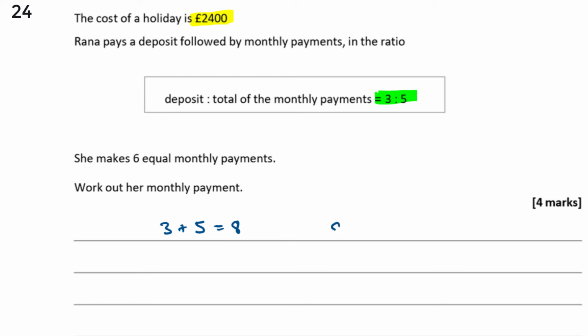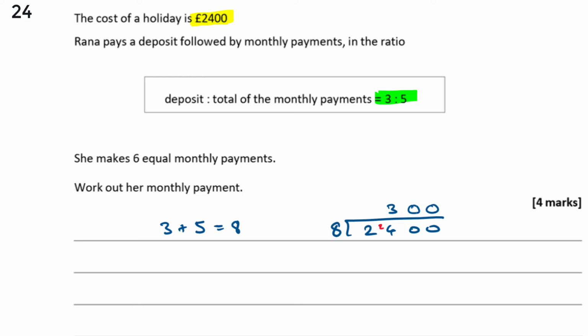So we're going to divide 8 into 2,400 to find out what each share is worth. 8s into 2 don't go. 8s into 24 go 3 times. Remainder 0, so it's going to be 300, isn't it? So 8 goes into 2,400 300 times. So each share is worth 300.